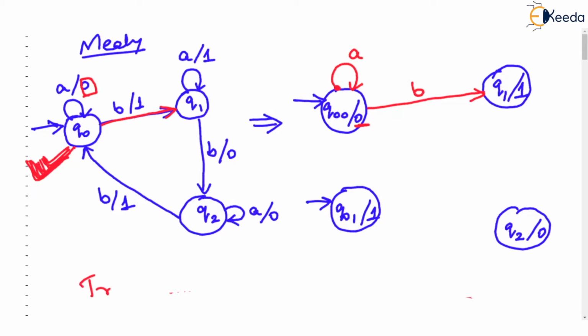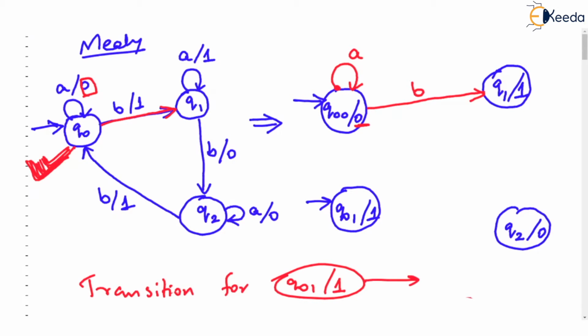Now let's define transitions for Q01, which outputs 1. So what should this state do on reading A and what should this state do on reading B?